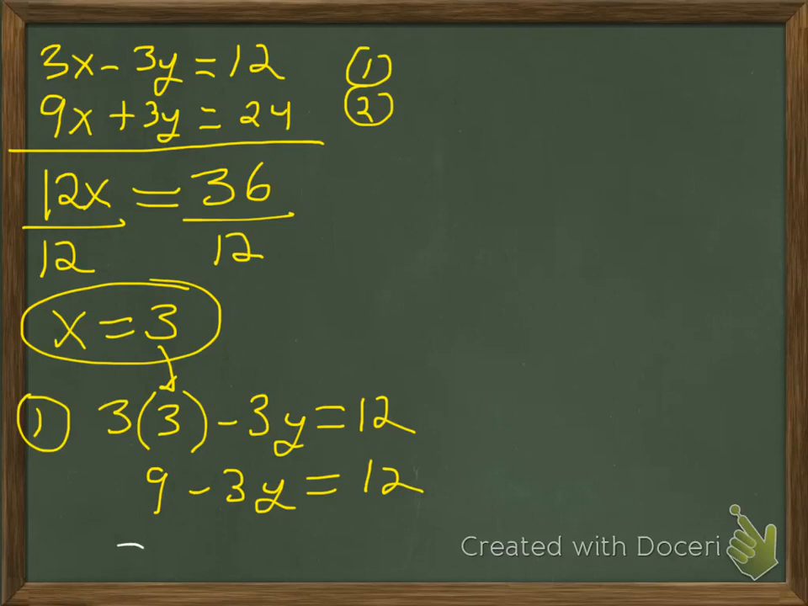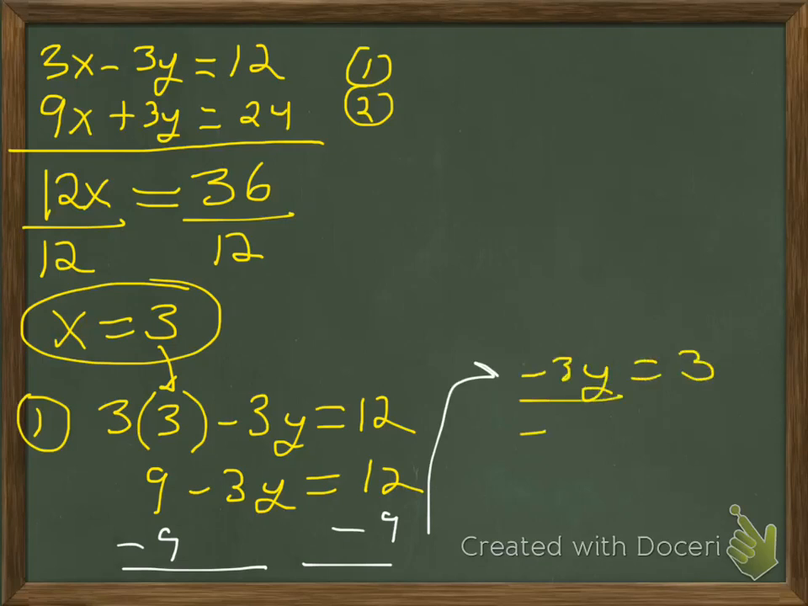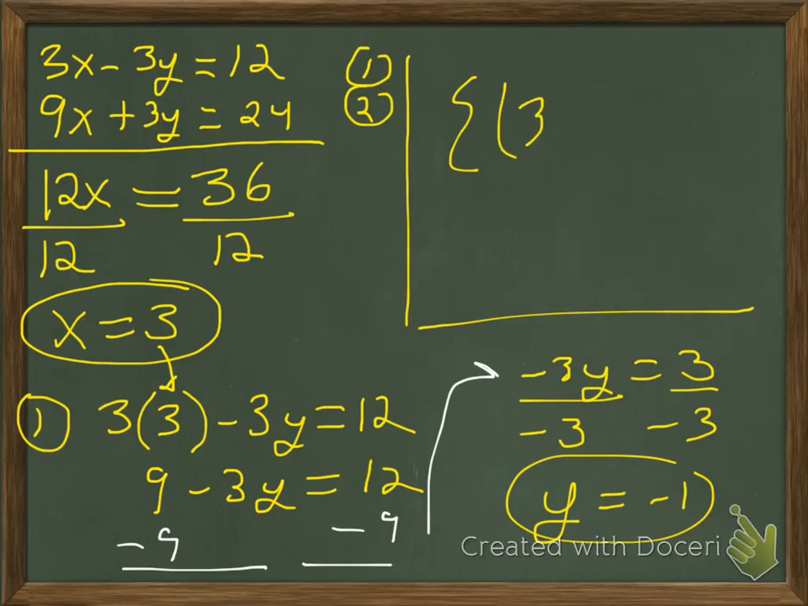So we're trying to isolate the y. So we're going to get rid of 9, so we'll subtract 9 from both sides. Negative 3y is equal to 12 minus 9, which is 3. And then we'll divide both sides by negative 3, and y will equal negative 1. And we'll write our solution as x comma y, 3 comma negative 1.